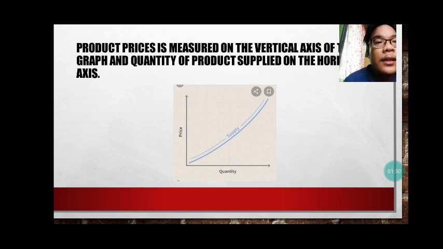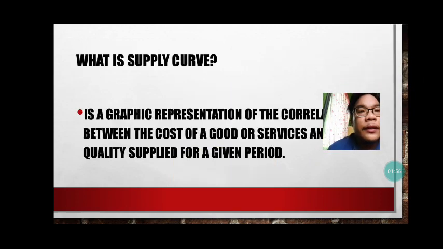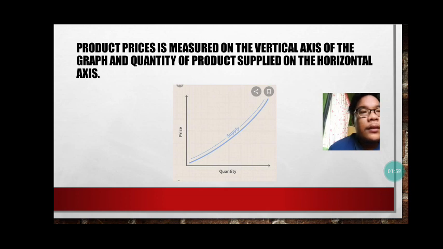Supply curve is like this in the shown PowerPoint. The product price is measured by the vertical axis as shown here in the presentation, and the quantity of product supplied is on the horizontal axis.